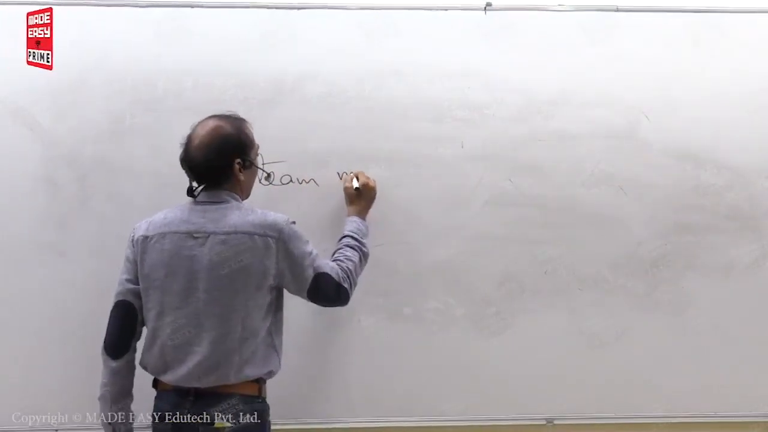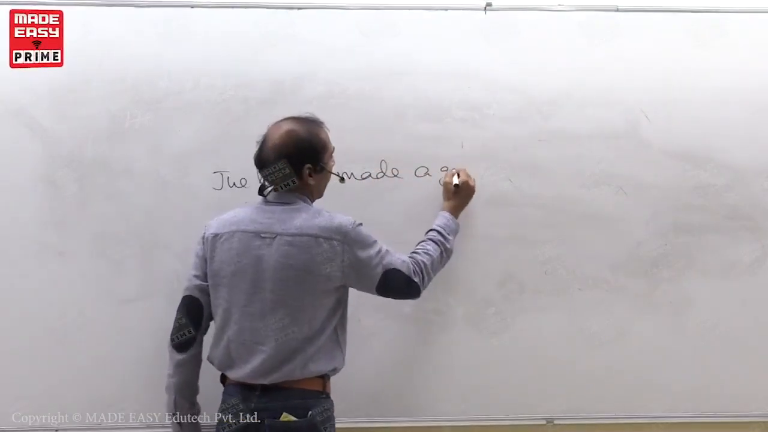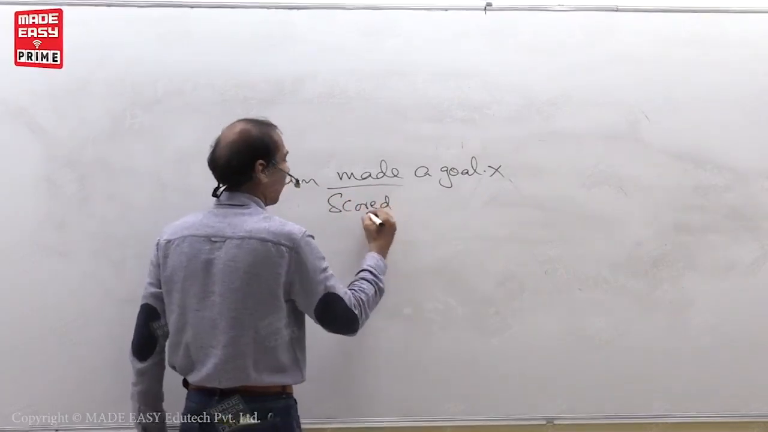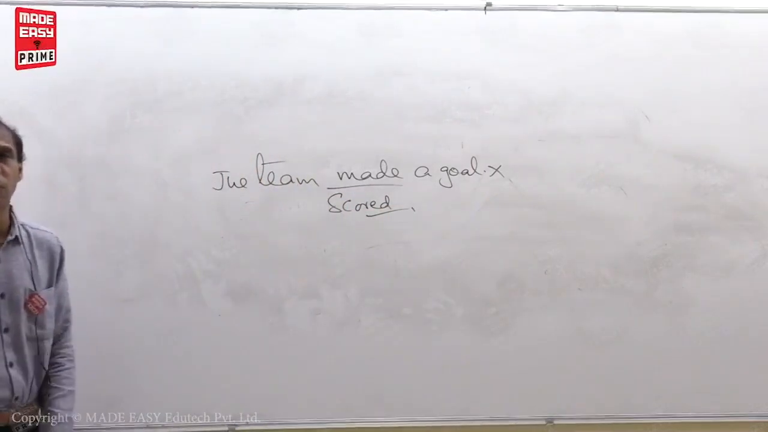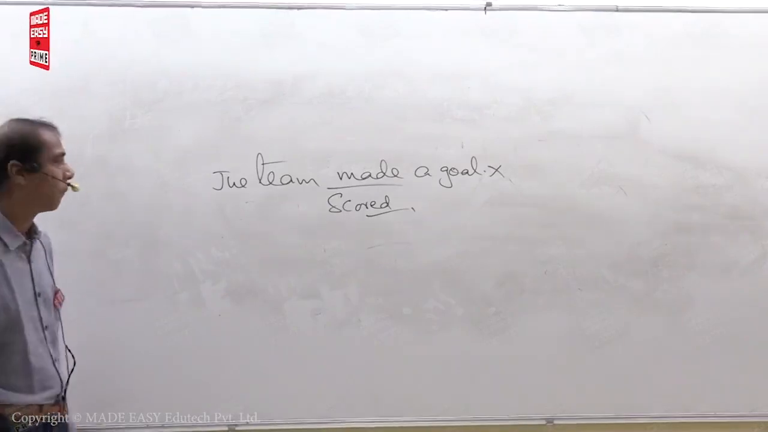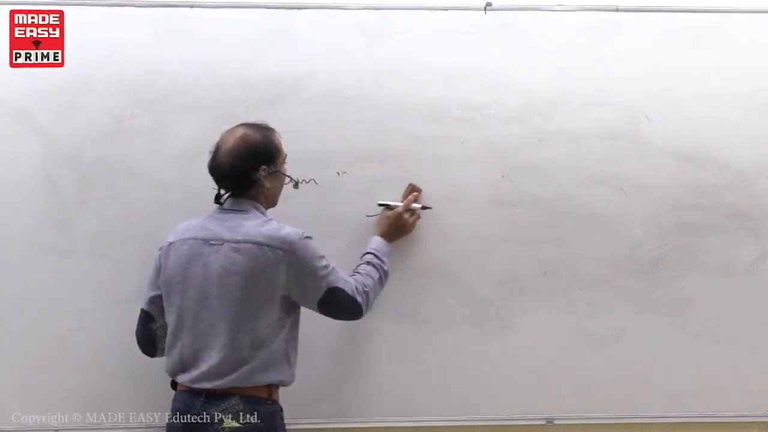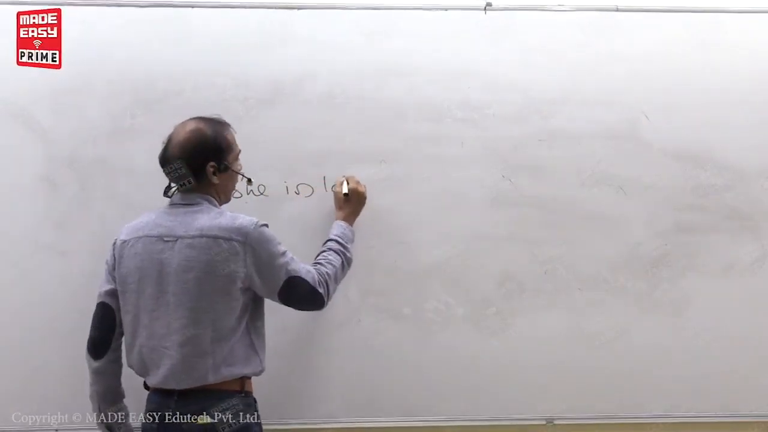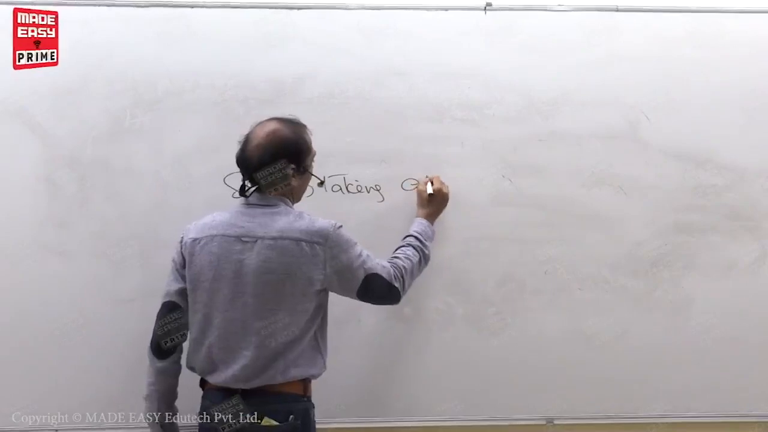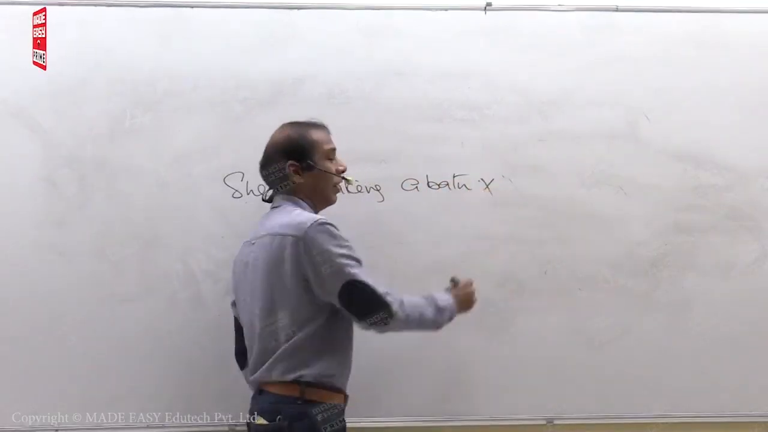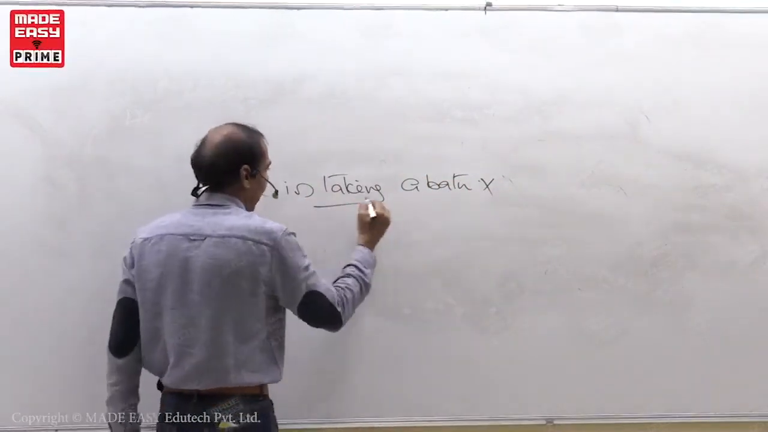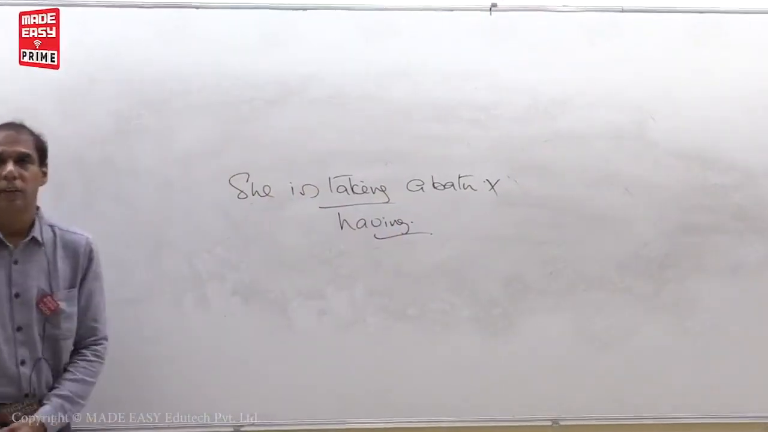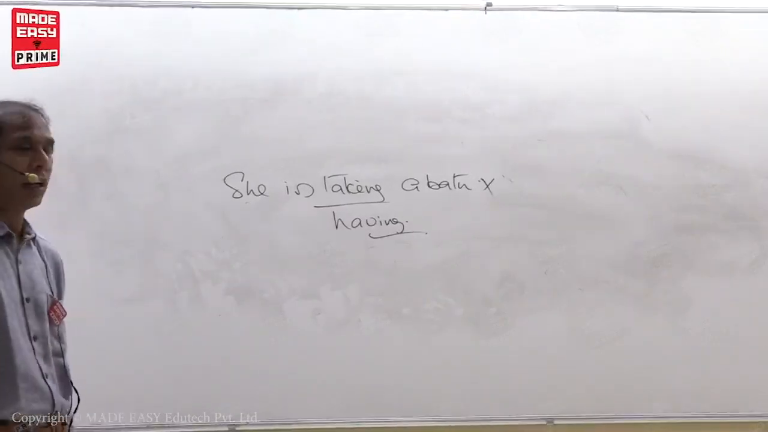The team made a goal. Wrong. Scored a goal. Correct. The team scored a goal. This is correct. She is taking a bath. Wrong. None can take. She is having a bath. Not taking a bath.